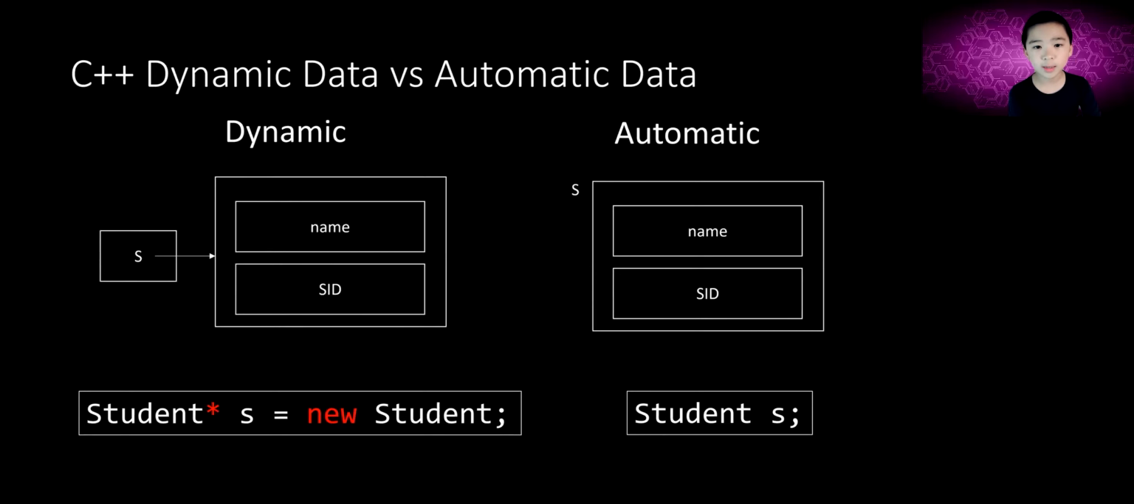Let's now take a look at the difference between creating dynamic variables and creating automatic variables. For dynamic variables, we use the new operator and a star to show that it's a pointer. On the other hand, for automatic variables, we just say the data type followed by the variable name.